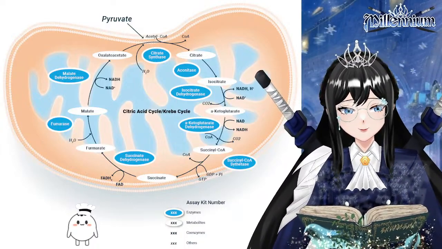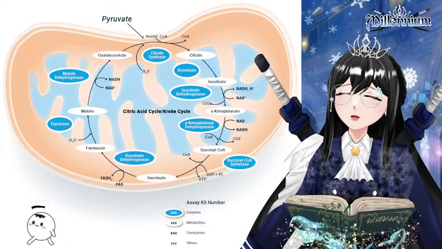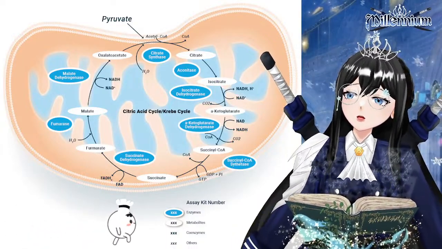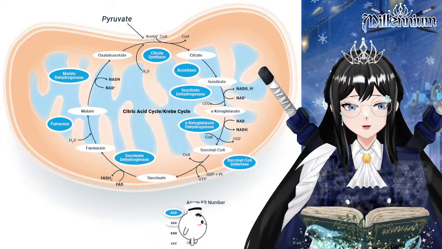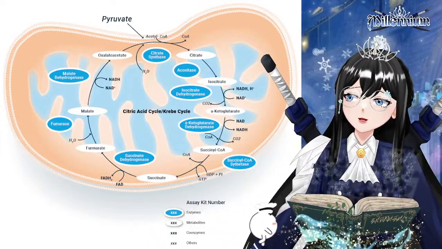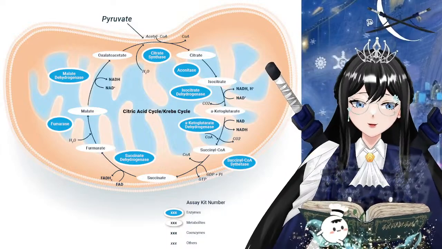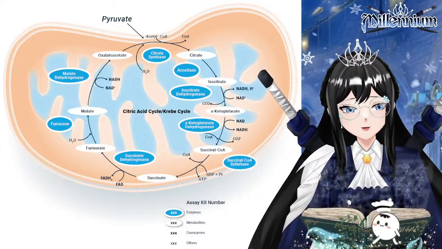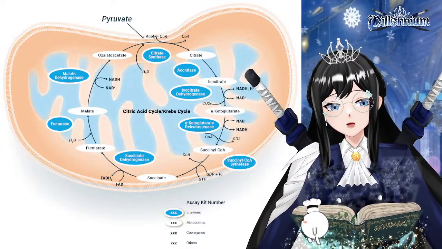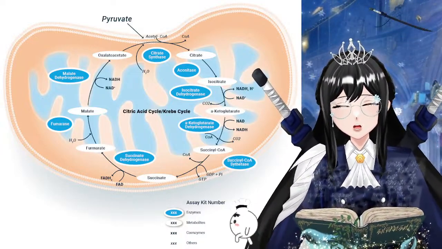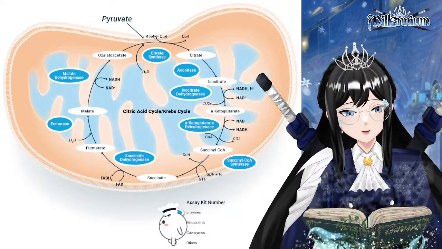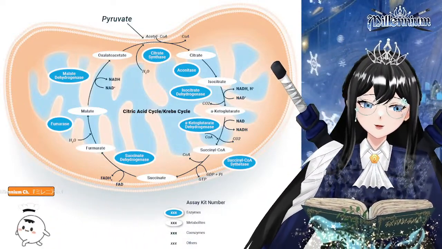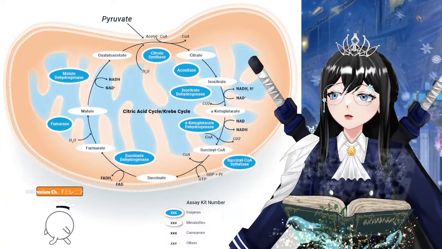After that, you would have a couple more steps involving intermediates like isocitrate, alpha ketoglutarate, succinyl-CoA, succinate, fumarate, and malate before you regenerate the what? The oxaloacetate. And you have a couple of key enzymes as well, like citrate synthase, isocitrate dehydrogenase, and alpha ketoglutarate dehydrogenase.